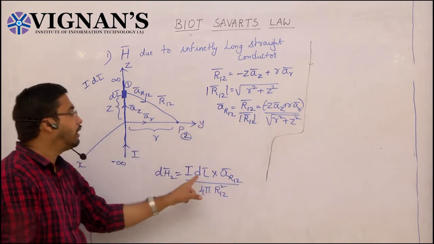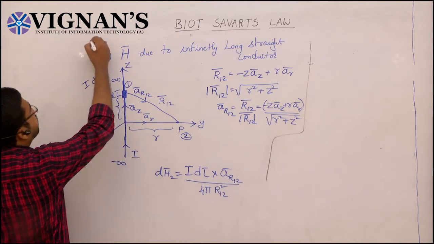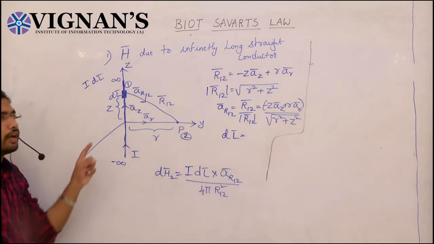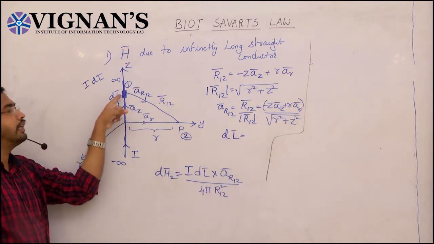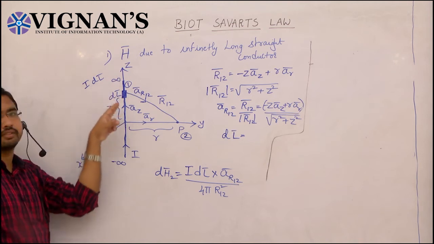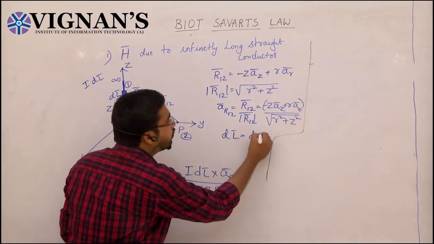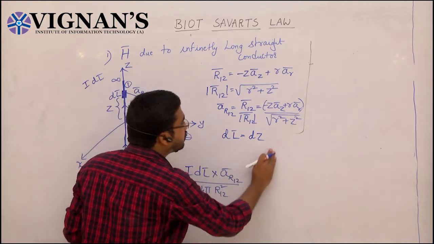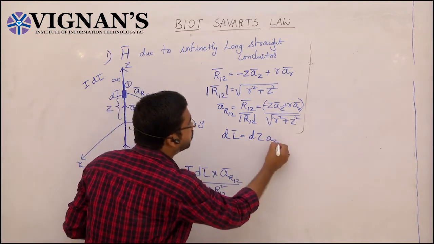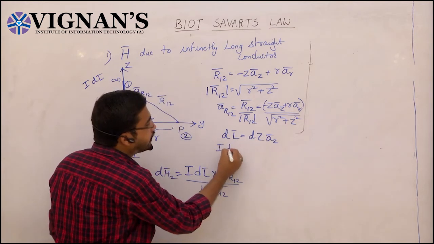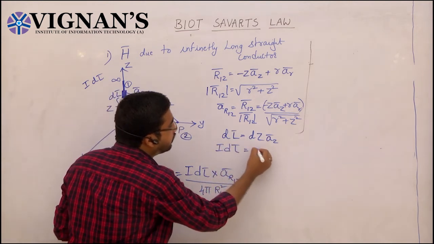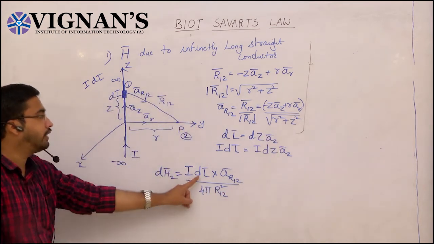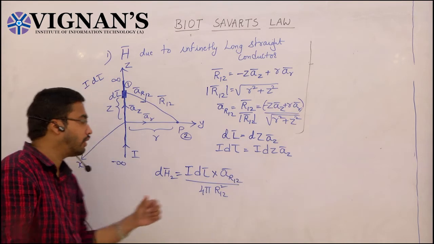Already we know AR12, and if we consider differential length dl, we can observe that this differential length dl is present on z-axis. So simply it will be equal to dz. As it is on z-axis, what is the unit vector in this direction? That is az. If you consider the complete current differential element, then that is I dz az bar. So in the place of dl, you substitute dz, that's all.